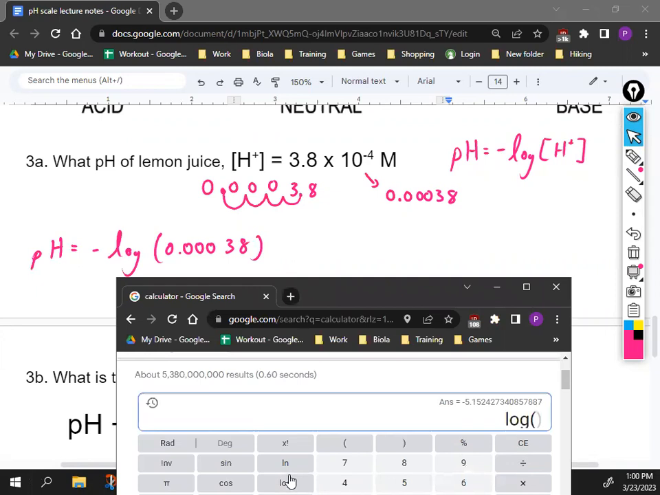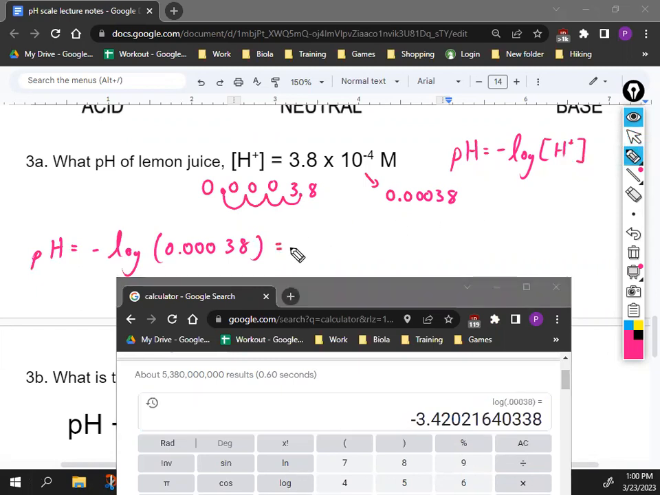So you're going to go log 0.00038. And that's going to give you an answer of 3.42. And this makes sense because this number is less than 7. And so it's going to be an acid, which makes sense because lemon juice is a little bit acidic. It tastes sour. You guys are probably familiar with that. That's it. That's how you find pH. That's all you got to do.